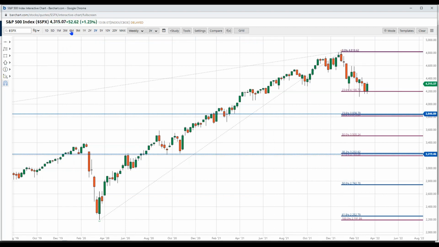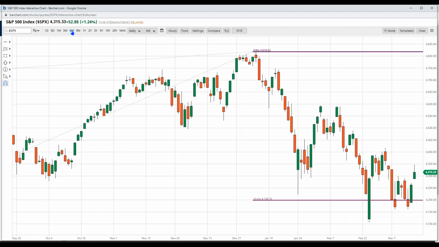So let's go down to a lower time frame. Now I'm on a 6-month chart, and now I'm looking at daily candles. I'm going to just leave those correction retracement lines up. But now let's look at what's going on in the market currently.